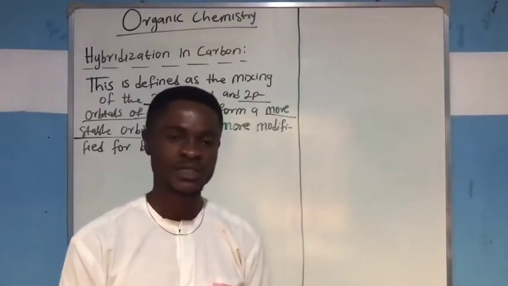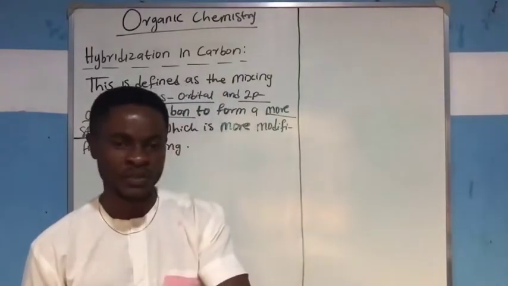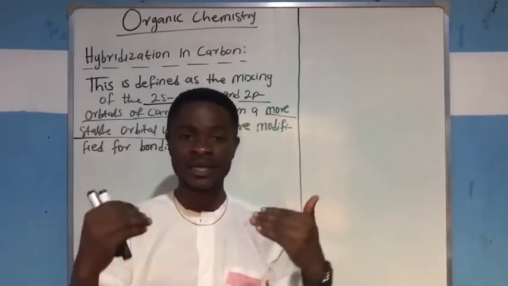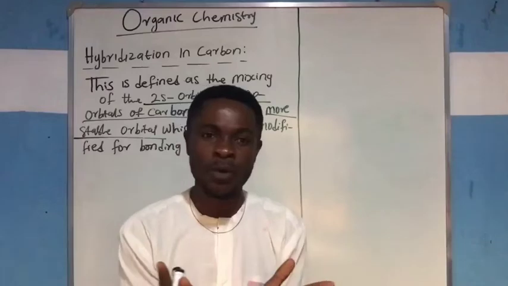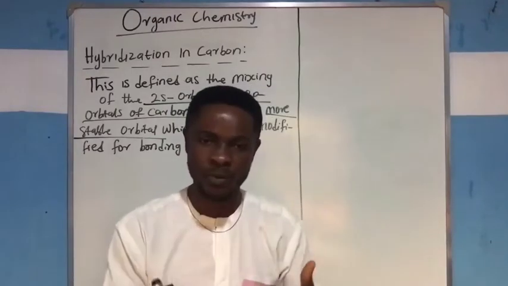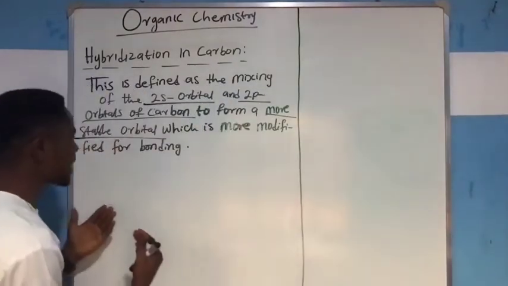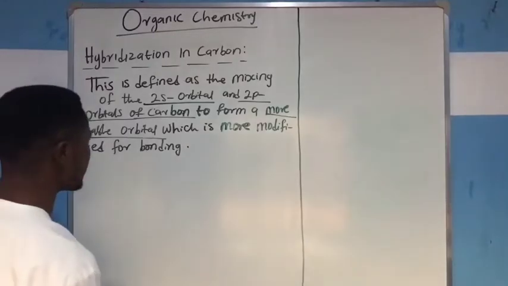So it therefore means that 2s orbital and 2p orbital, when they are independent in themselves, they will not be more stable and they will not be more available or be more exposed for bonding. So when they are combined, they will form a more stable orbital.